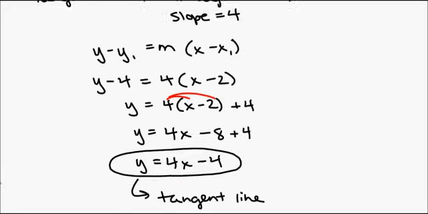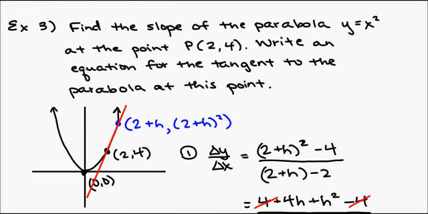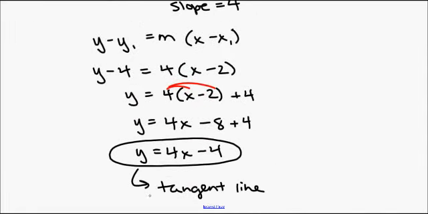We actually did 2 things here. We did find the slope of the parabola at (2, 4), but then we took that a step further and actually turned this into the equation of the line tangent to the parabola at (2, 4), and this was that equation right there. So this is the end of part 1 of this lesson.